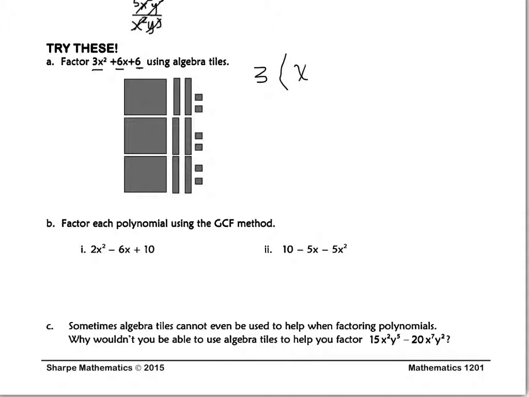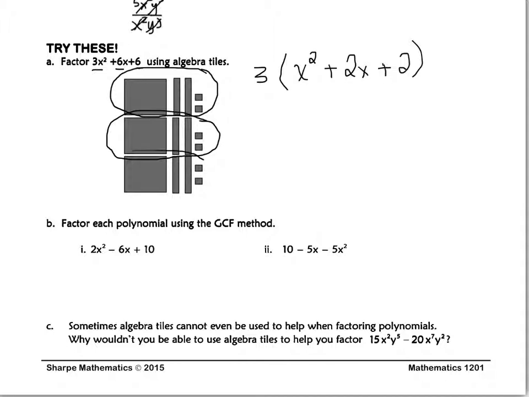x squared plus 2x plus 2. Right? Because each group has x squared plus 2x's plus 2 units.